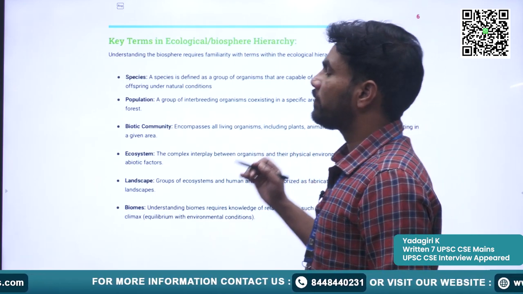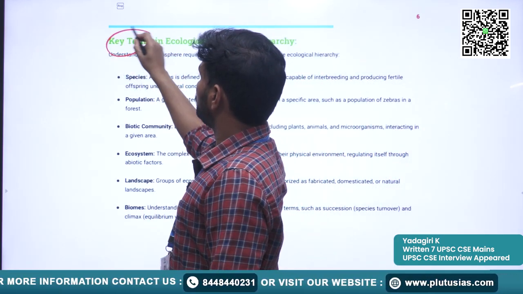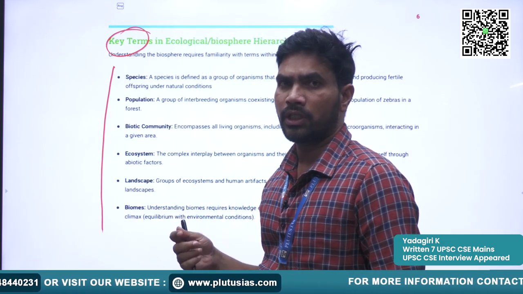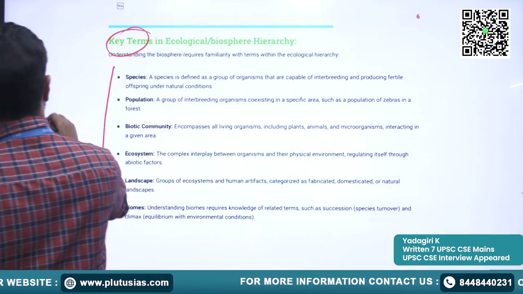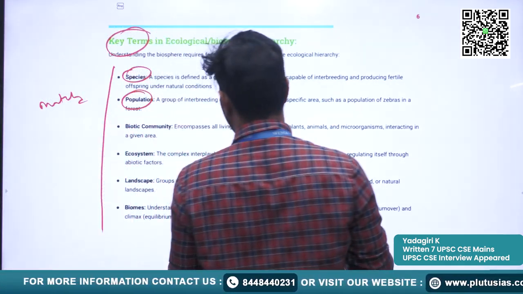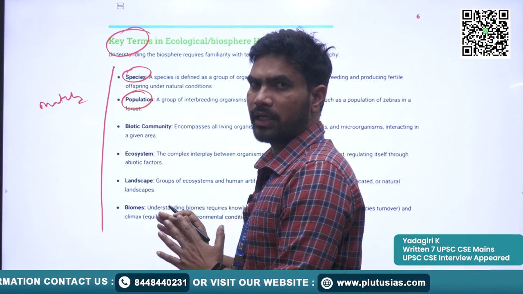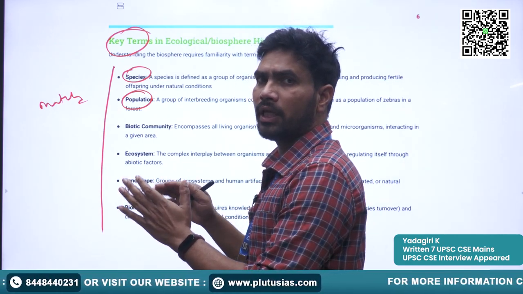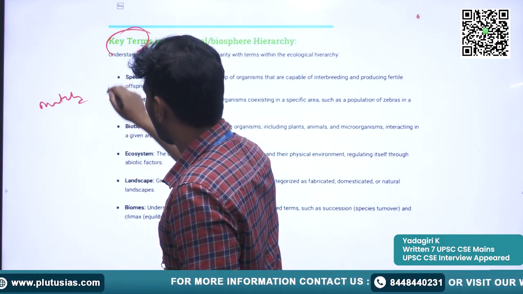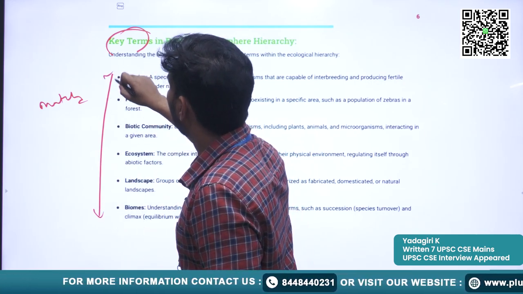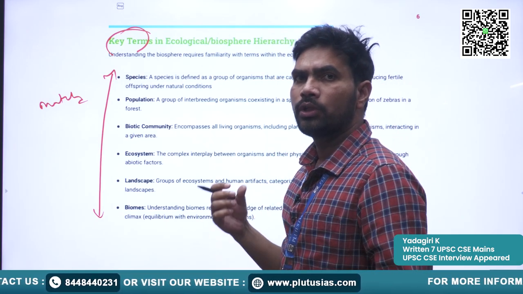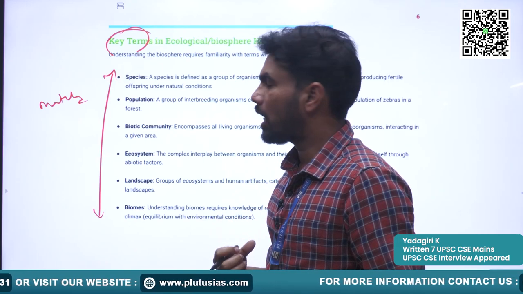Next, we will try to understand the key terms. Try to remember these key terms. Actually, they have been asked repeatedly in the examination. There may be a matching question. These words can be given on one side, and their respective definitions on the other side. The examiner may ask to match the word and the definition. Similarly, there may be a question on this hierarchy. Basically, these components also constitute the ecological hierarchy. So there may be a question on this hierarchy aspect also.